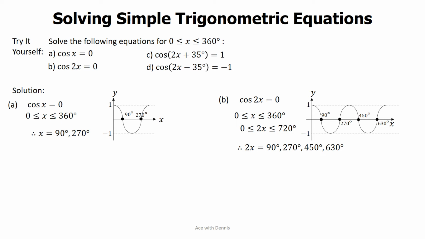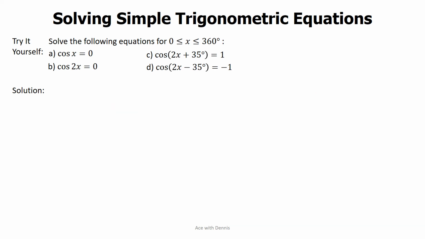Now we make x the subject, divide everything by 2. So x will be 45 degrees, 135 degrees, 225 degrees, and 315 degrees. So this is the answer for B. Okay, now we move on to the solution for C.